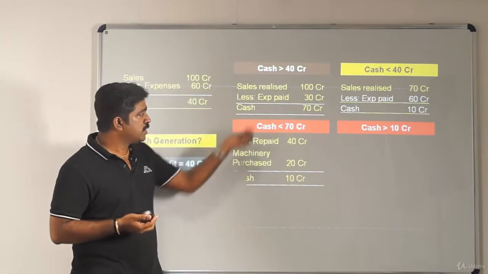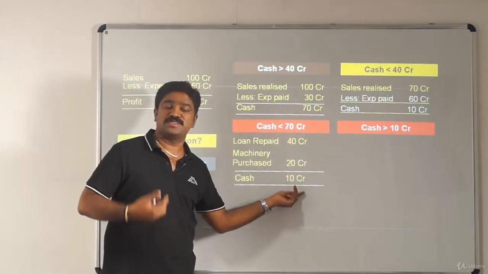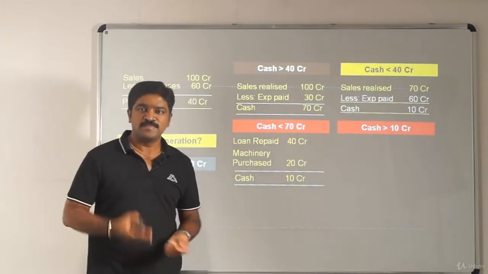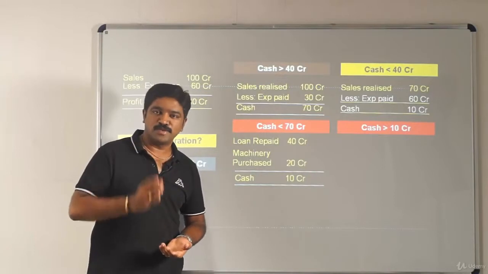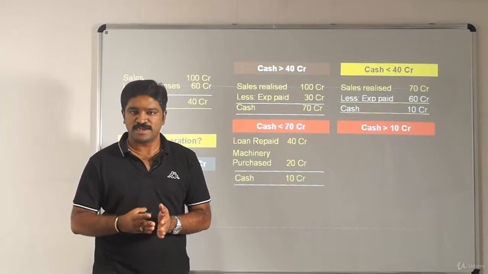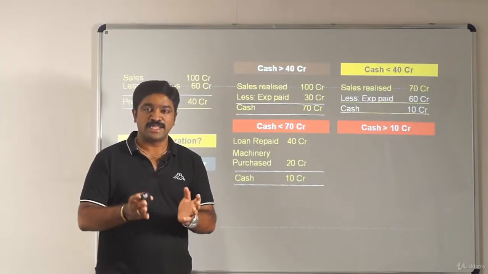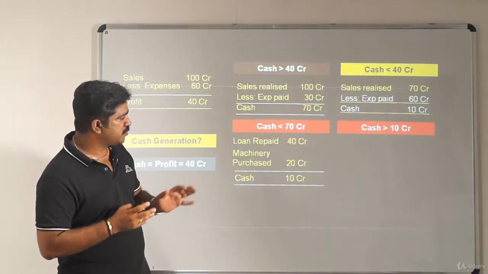This is what I told you. Cash balance can come below 40 crore. It has come down to 10 crore. Understand, it has come down not because of the incomes or expenses, but because of the items appearing on the liability side and asset side of the balance sheet. So come out of the cartel. Think beyond. That's the scenario when your cash is less than 70 crore.